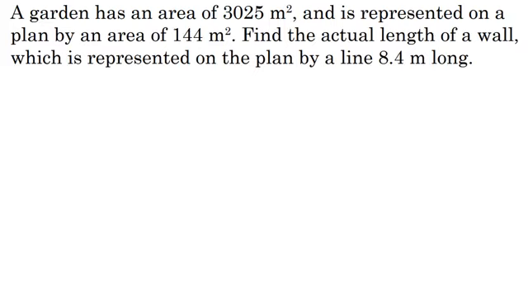So reaching this far, we have this problem. They're saying a garden has an area of 3,025 square meters and is represented on a plan by an area of 144 square meters. Find the actual length of a wall which is represented on the plan by a line 8.4 meters long. Okay, so there is this problem.